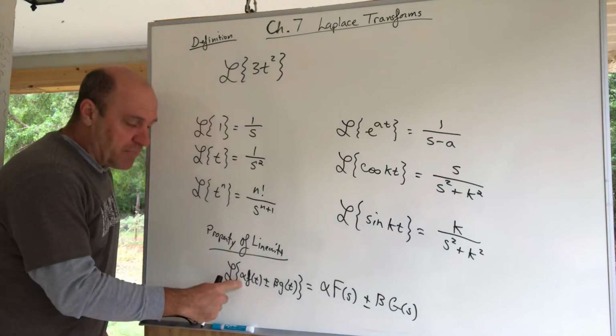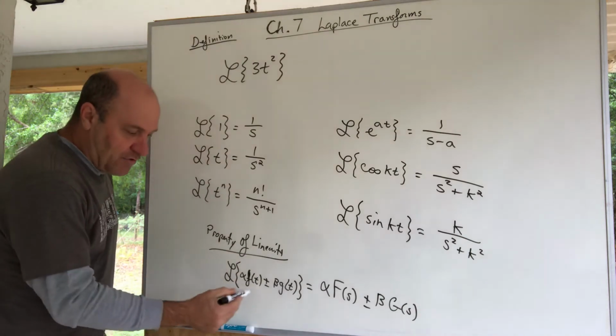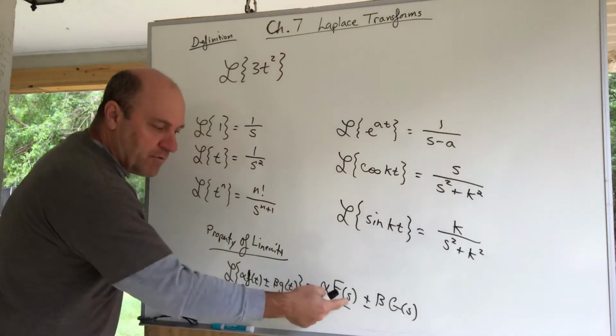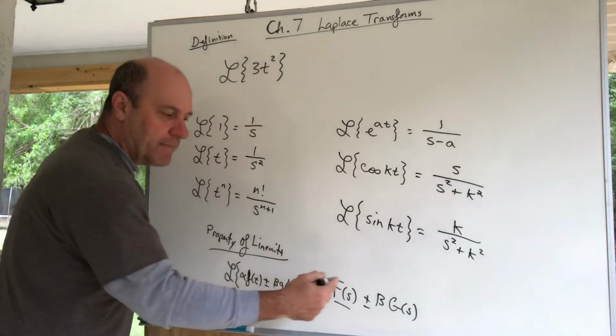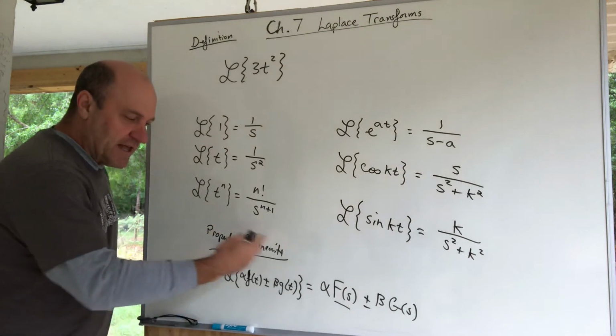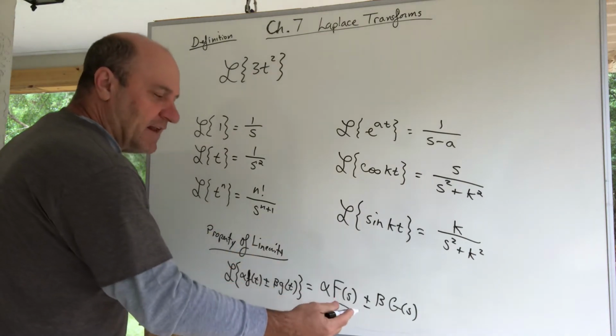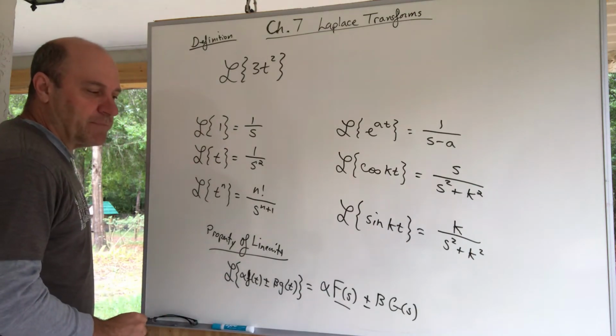Also, if you have a multiplied constant in front of your function, you're allowed to pull it out front and do the Laplace of that function. So you pull the alpha out front and do the Laplace of the function. You pull the beta out front and do the Laplace of that function. We do that with derivatives and integrals. So that's an important property that allows us to do a lot of Laplace transforms.